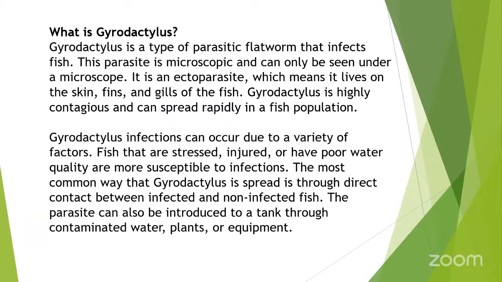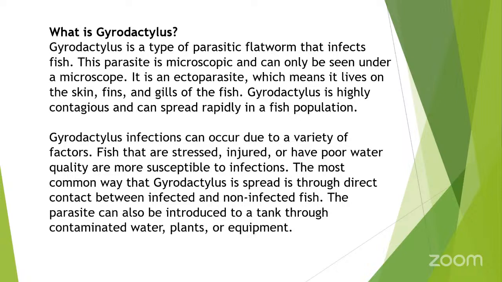Next, we're going to discuss another disease, Gyrodactylus. This is a type of parasitic flatworm that infects fish. This parasite is microscopic and can only be seen under a microscope. It is an ectoparasite, which means it lives on the skin, fins, and gills of the fish. Gyrodactylus is highly contagious and can spread rapidly in a fish population.